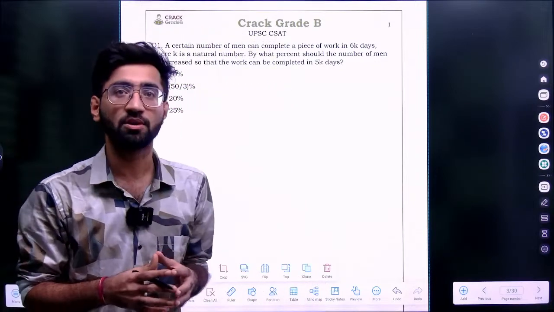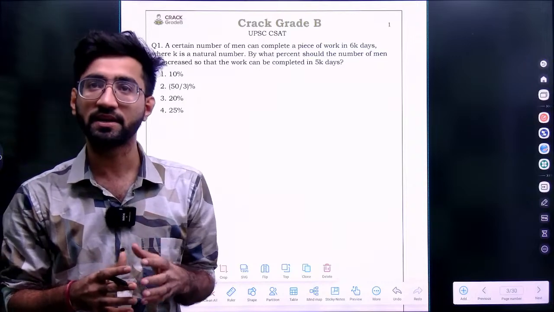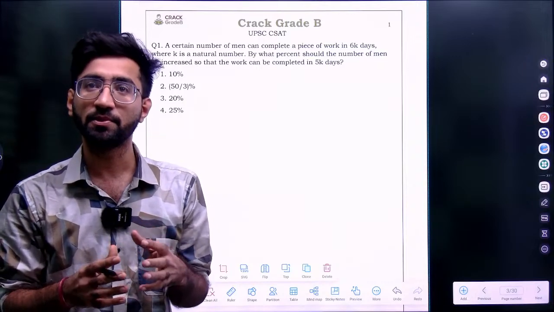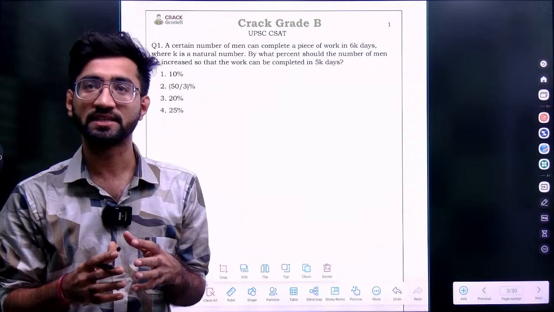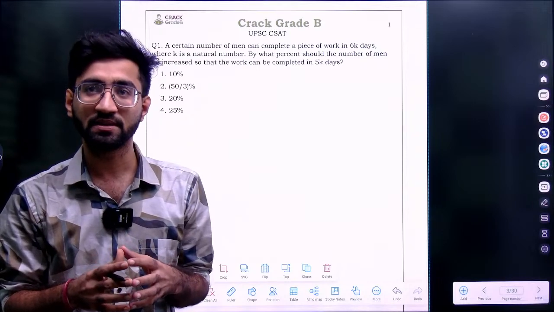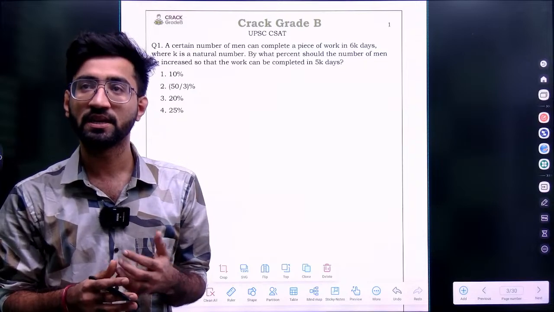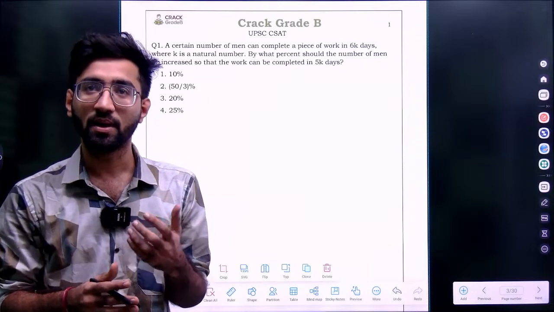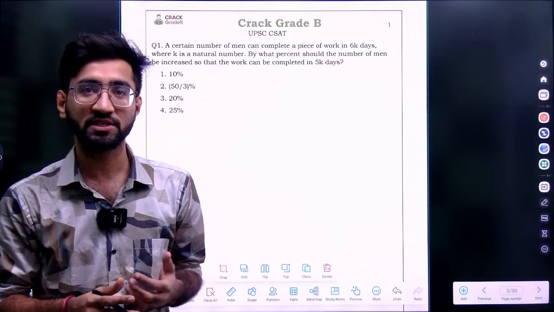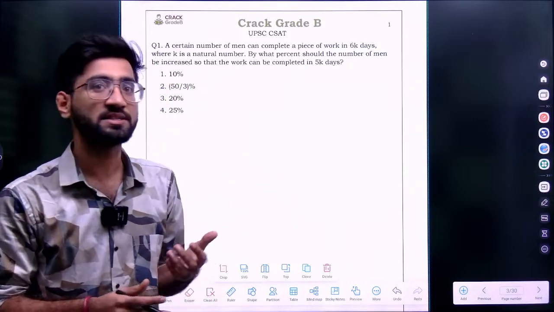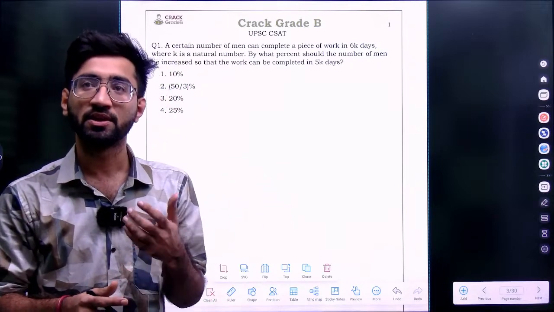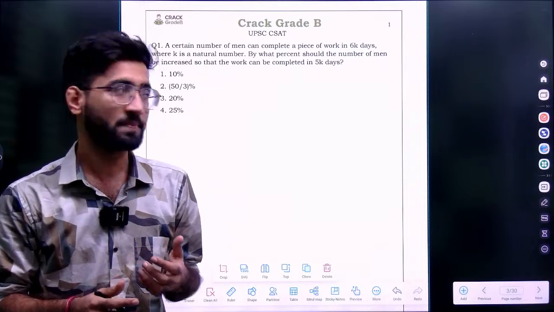So today we will solve some simple but interesting questions that will help you to excel in the CSAT 2025 exam, right? So without wasting time, let us start solving the questions and learn some simple approaches to tackle these questions. And these questions were asked in the UPSC CSAT 2024 exam.